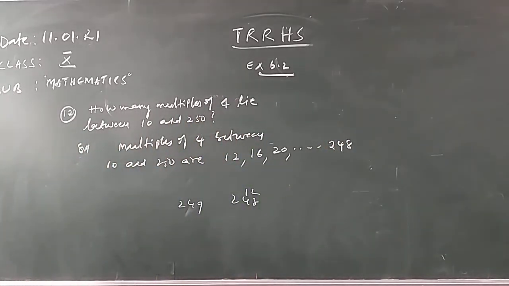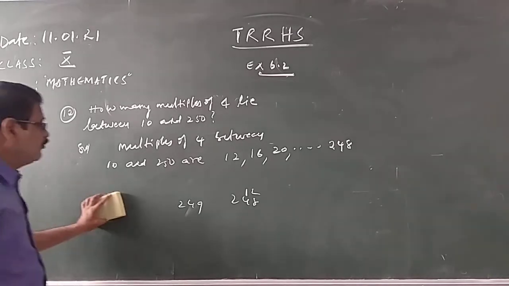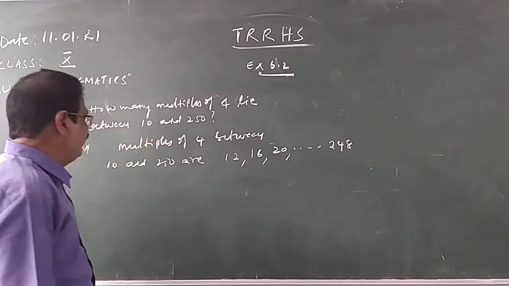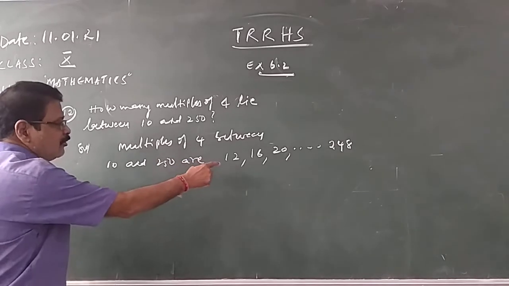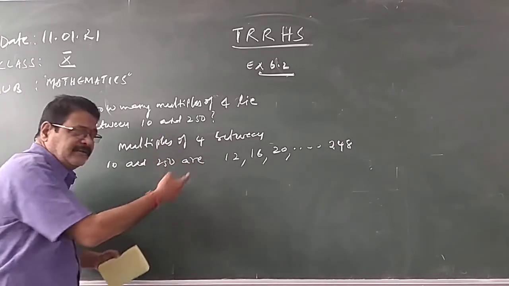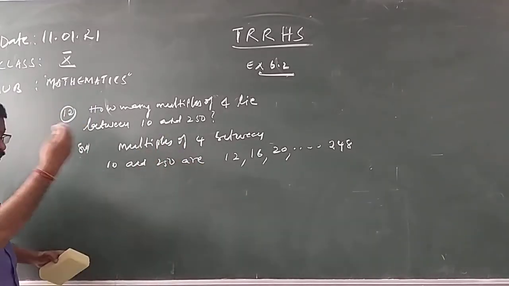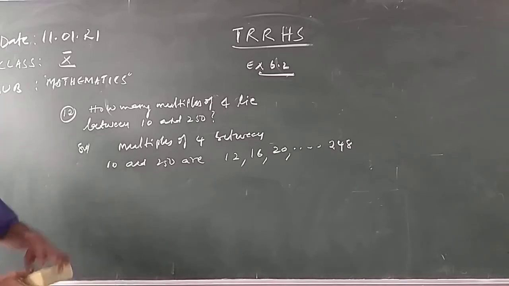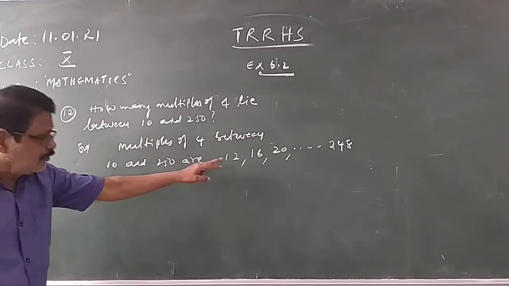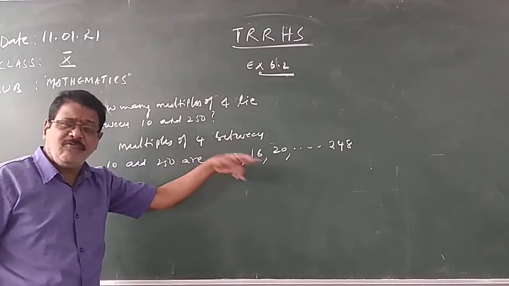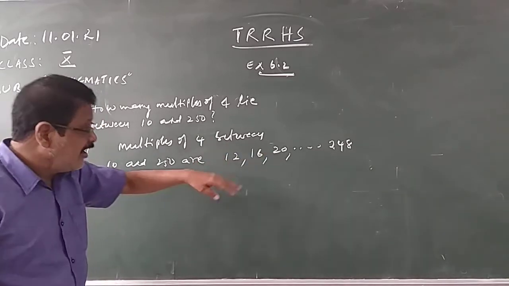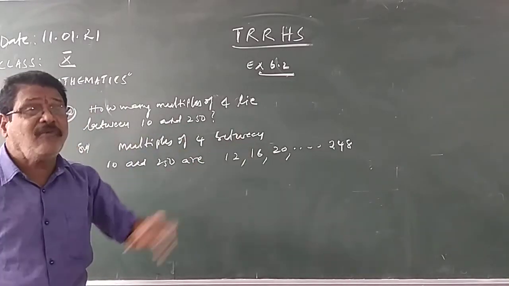The multiples of 4 between 10 and 250: start from after 10, 12. After 10, the 4 multiple is 12, then 16, 20. 4 multiples means a difference of 4. And before 250, it is 248.